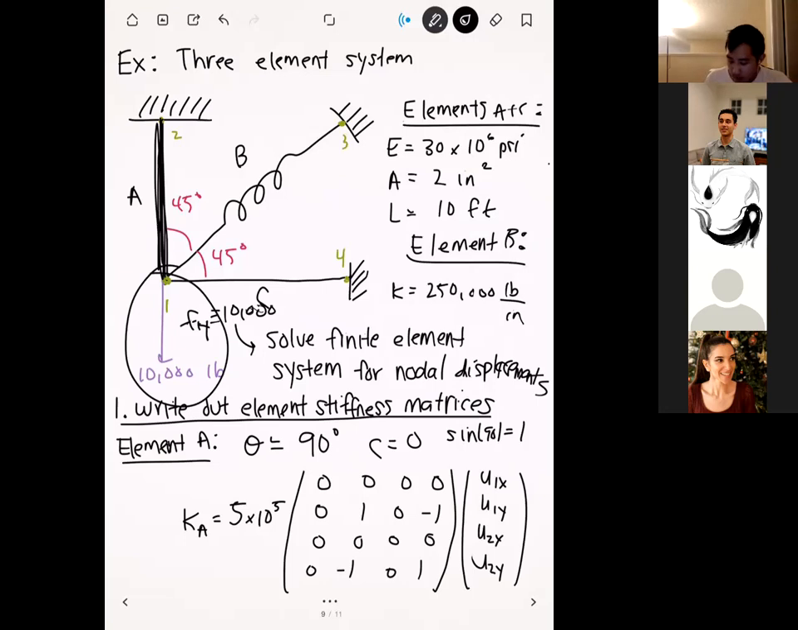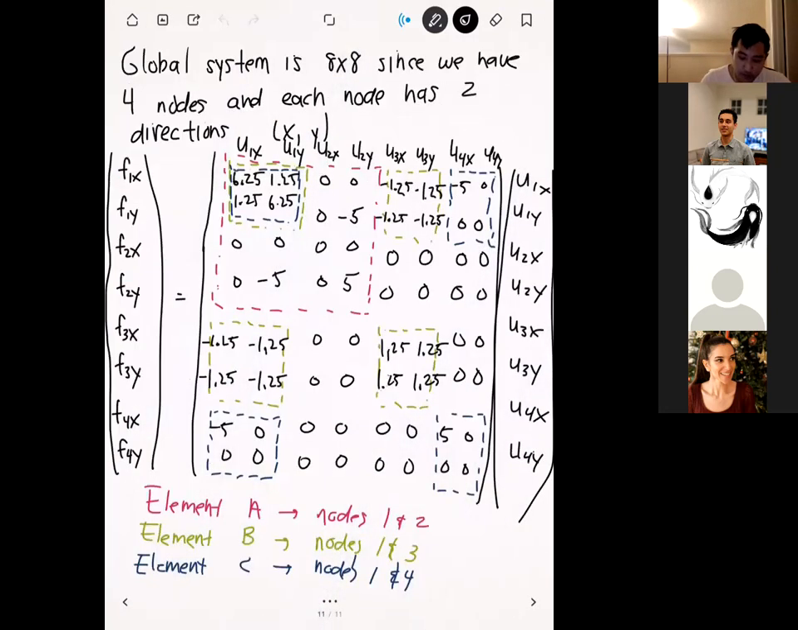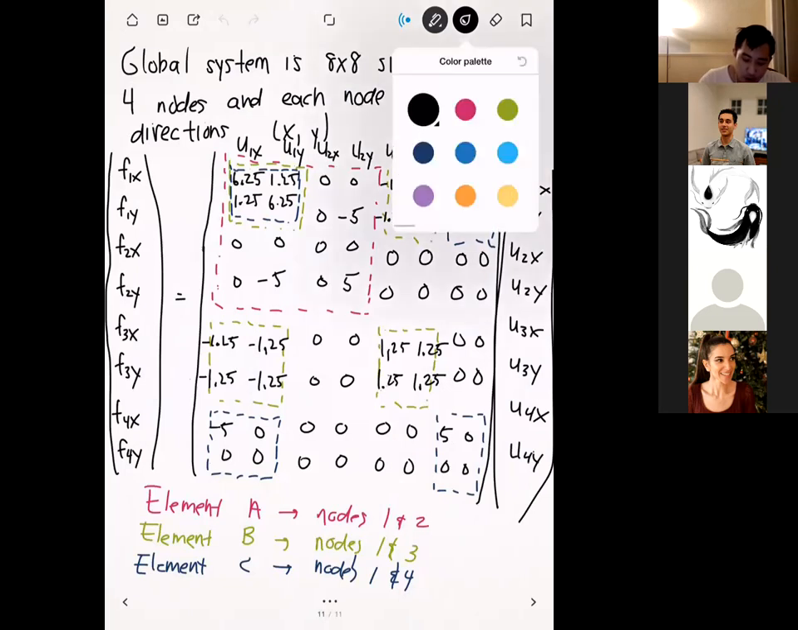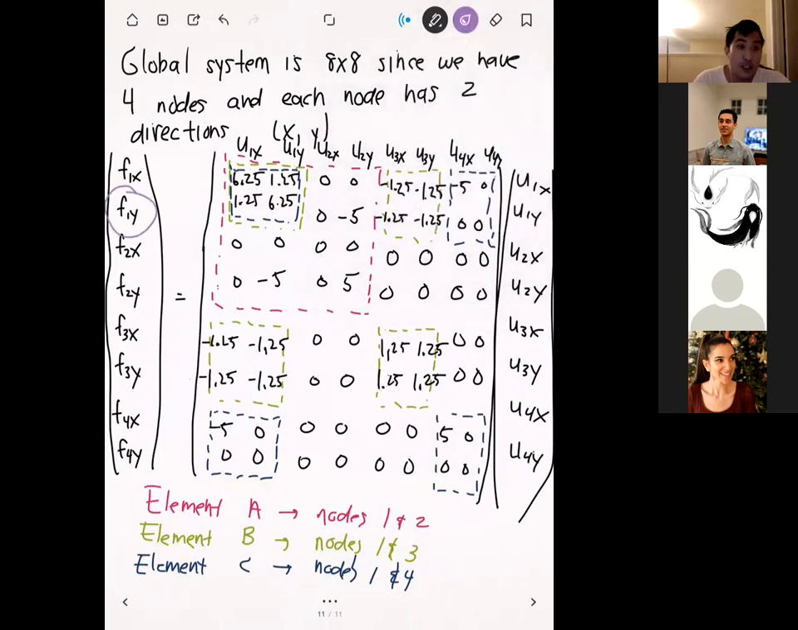Let's go ahead and set this in our global matrix. Let's go to the row for F1y, which is the second row right here, and change that entry to minus 10,000. Since all the other nodes here don't have any forces, we're just going to set their values equal to 0. So 0, 0, 0, 0, 0, 0, 0.